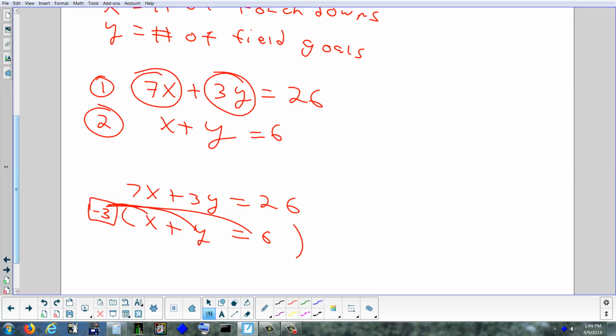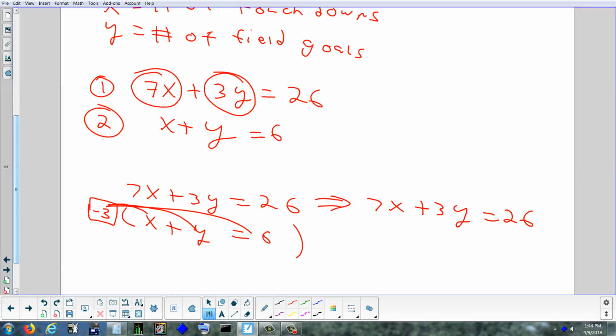Top equation, what did I do to it? Nothing. I didn't do anything to it. So I'm just going to copy it over because I need some more room. 7x plus 3y equals 26.